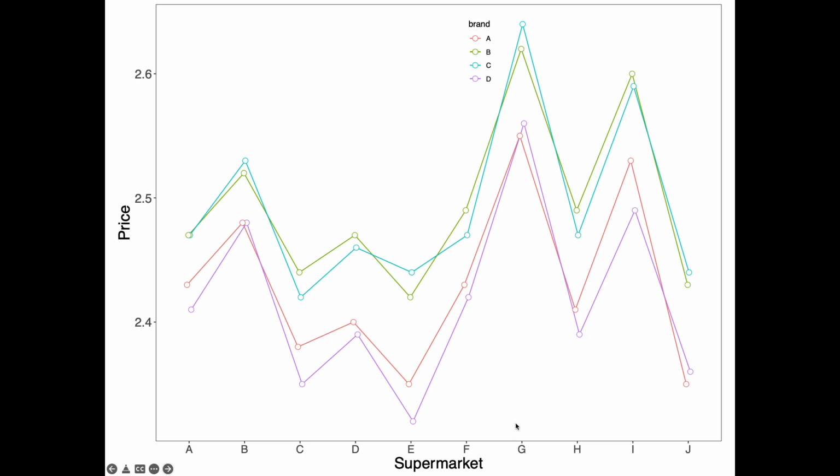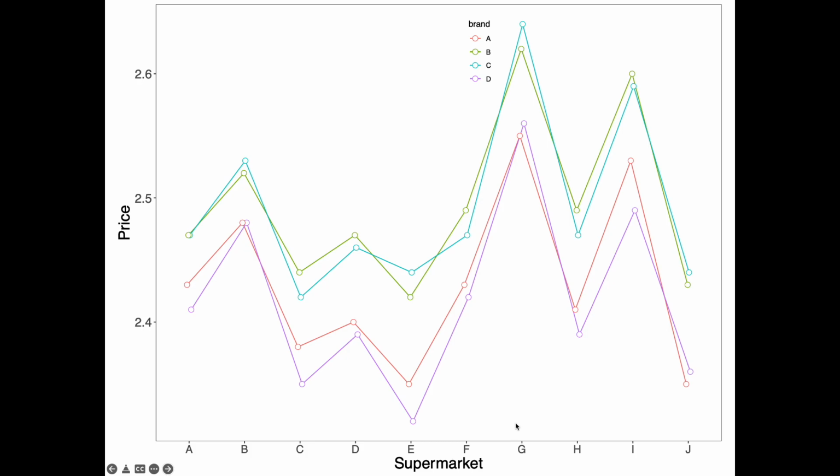What do you notice about this figure? Somebody other than Karis. He's done all the talking today. Cole, what do you notice? Well, I mean, it looks like they follow the same trends, just at different prices.